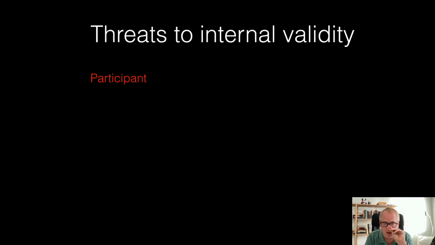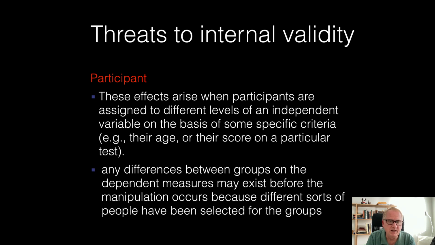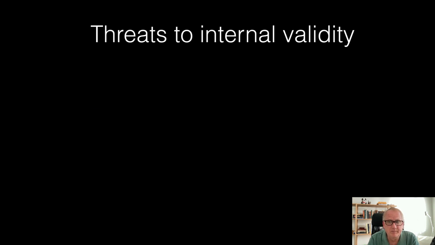There's also one called participant as an internal threat to validity. This would be effects that arise when participants are assigned to different levels of an independent variable on the basis of some specific criteria, like their age or their score on a particular test. The problem then is that any differences between the groups on the dependent measures may exist before the manipulation occurs, because different sorts of people have been selected for the groups just by chance. We could try to do this with matching, but we don't really know that there aren't some other things that are actually different between the 2 groups.